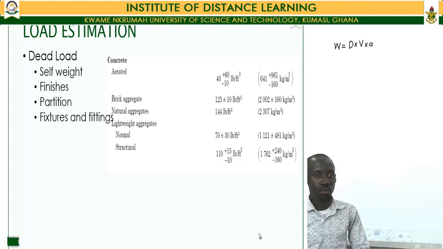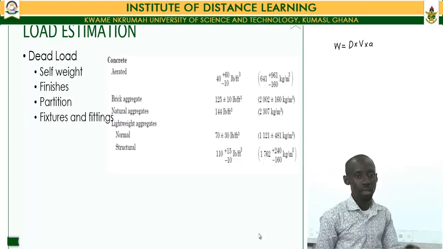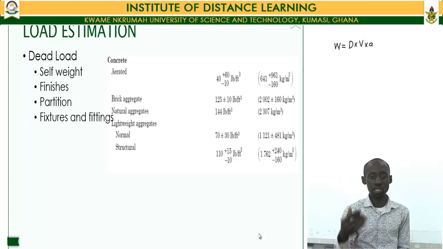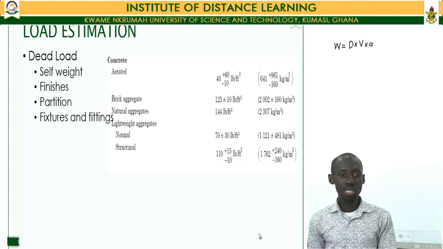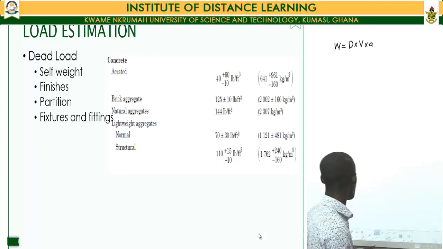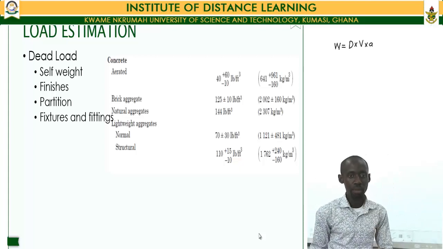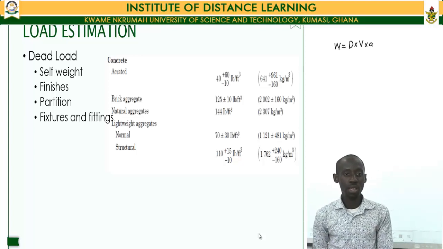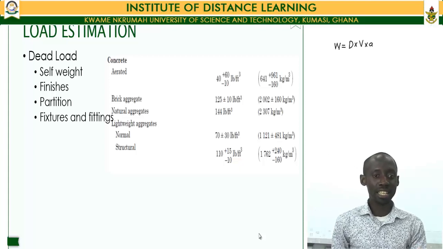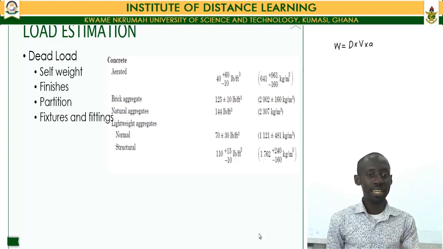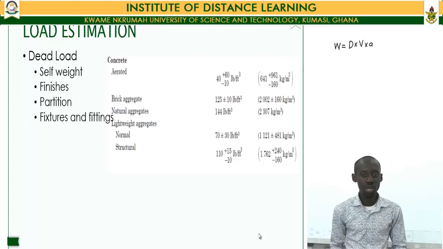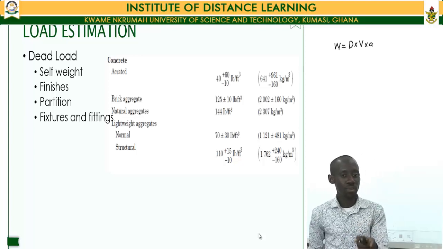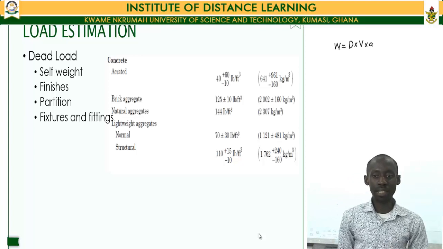Now, in determining the weight of our element, we are going to make reference to the BS 648, which has set out the various densities of various building elements. We'll only use the section that has to deal with concrete to illustrate whatever we have to do here. Now, the section that has the density for concrete has been provided for our view. And under the concrete section, the densities have been provided depending on the type of aggregate that has been used for the concrete. So we have the density of aerated concrete, brick aggregate concrete, natural aggregate concrete, and lightweight aggregate concrete.